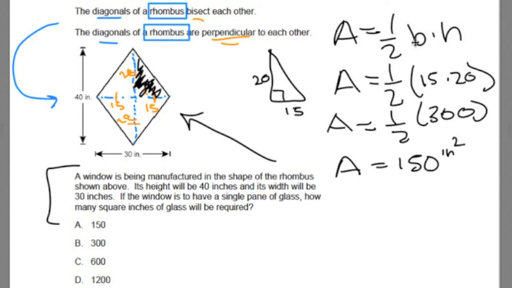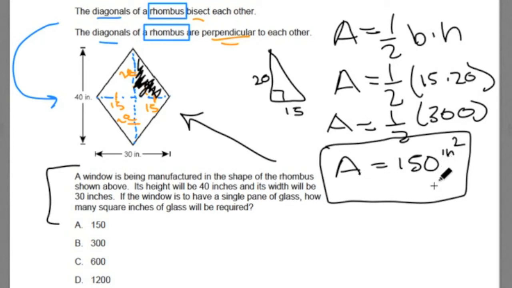I know that we didn't put the inches squared in until now, but it's good to always pause. And once you come up with something that's kind of concrete, 150, it's good to be like, 150 what? Oh, 150 inches squared. Well, is that the answer? Because look, A says 150. It's very tempting right now to say A is the answer. We just found the area of this triangle right here with a base of 15 and a height of 20.